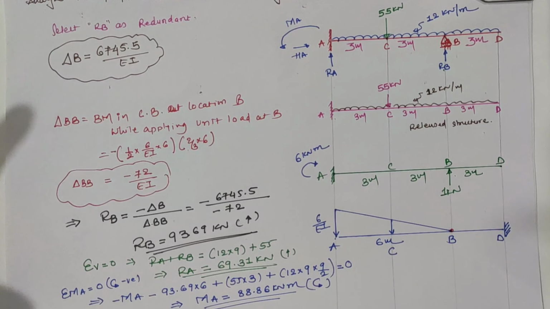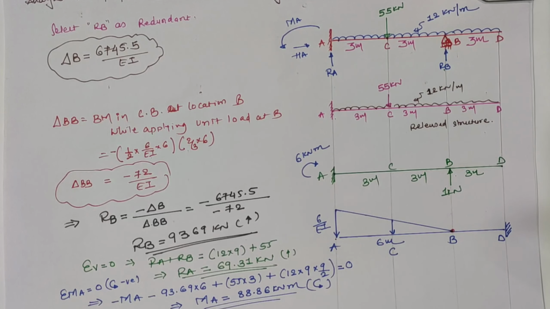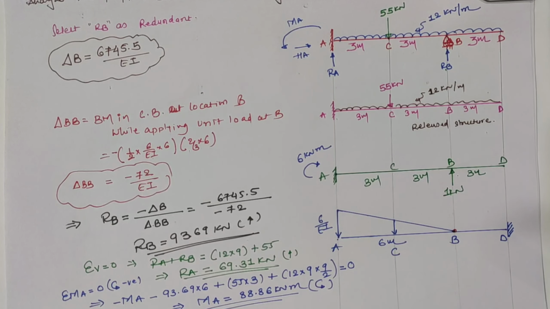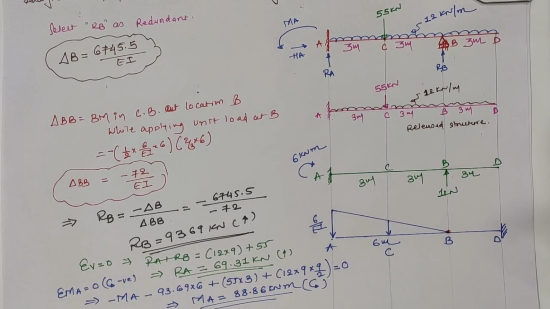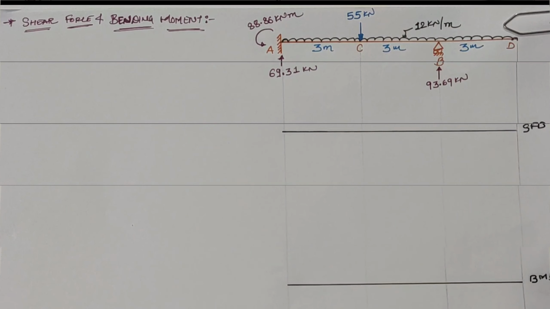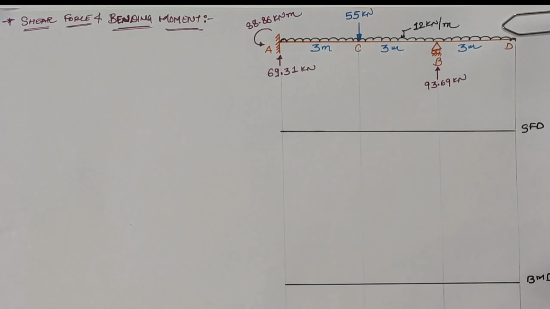So thus we can calculate the resultant forces, or we can say the reactions, using the consistent deformation method. Now let us go for the shear force and bending moment diagram for this given propped cantilever beam. As now the reactions using the consistent deformation method are as shown in the figure.